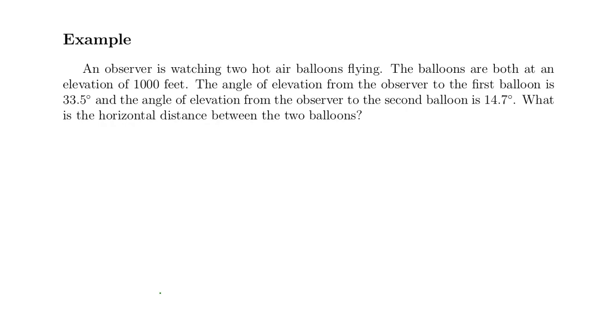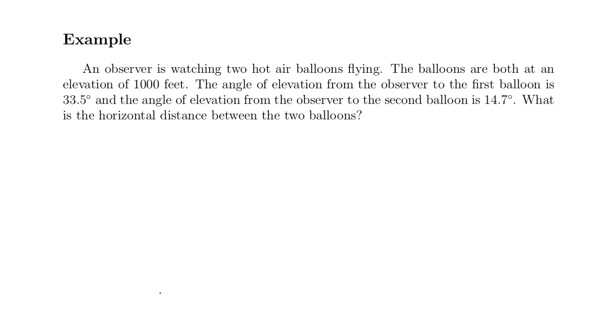So let me show you a little bit about what I mean here. No picture attached. We're just going to have to visualize this thing. An observer is watching two hot air balloons flying. The balloons are both at an elevation of 1,000 feet. The angle of elevation from the observer to the first balloon is 33.5 degrees, and the angle of elevation from the observer to the second balloon is 14.7 degrees. What's the horizontal distance between the two balloons? What the heck? How do we even start with something like this? This is a hard, maybe a little bit confusing problem.